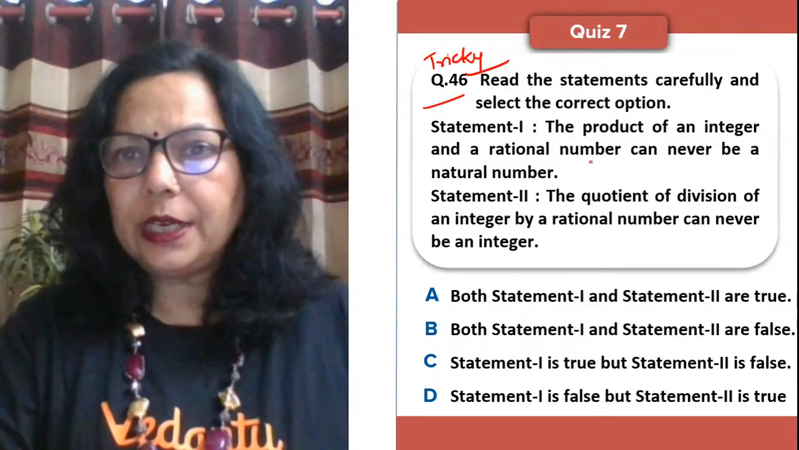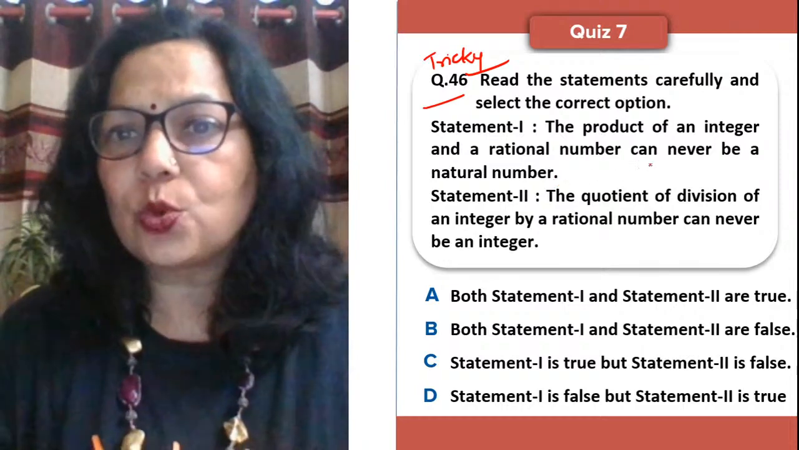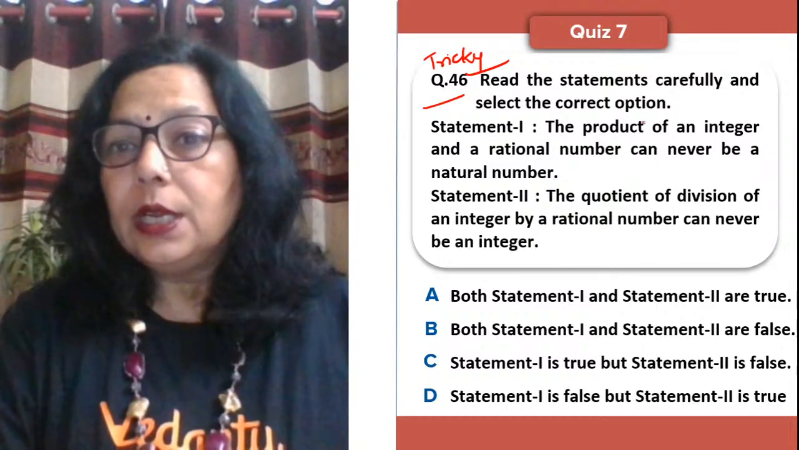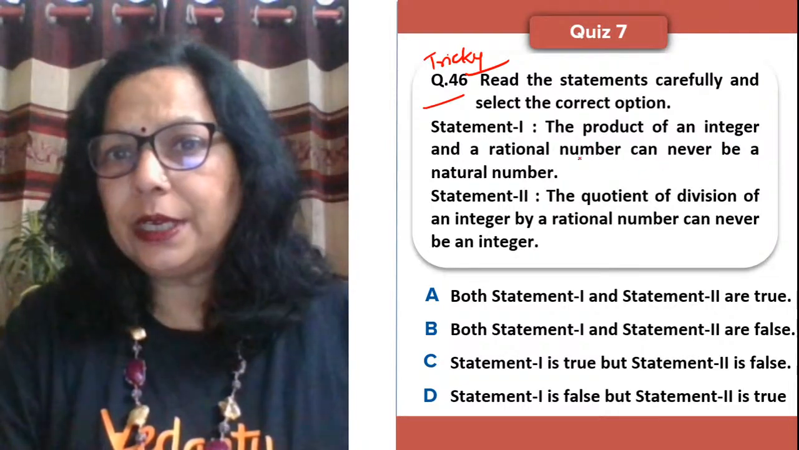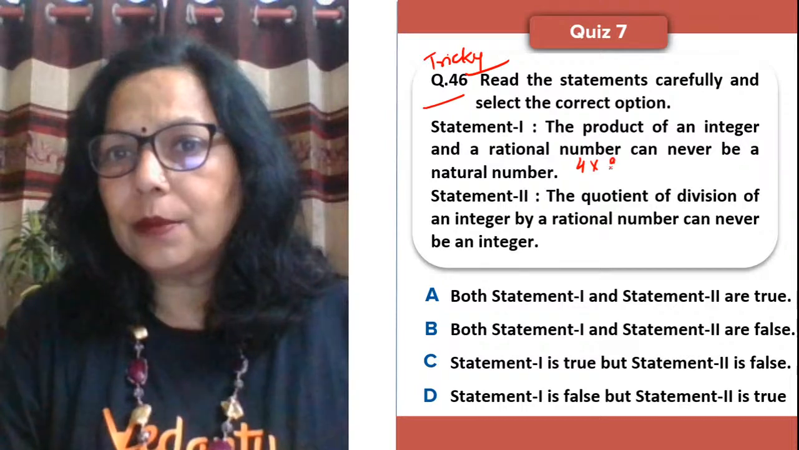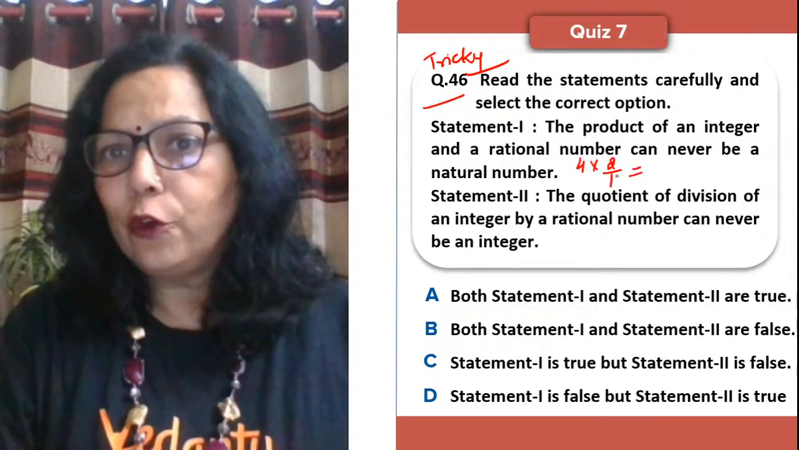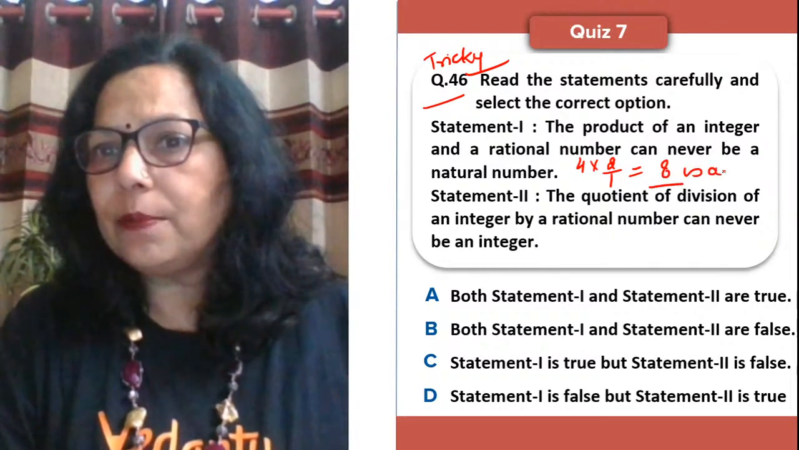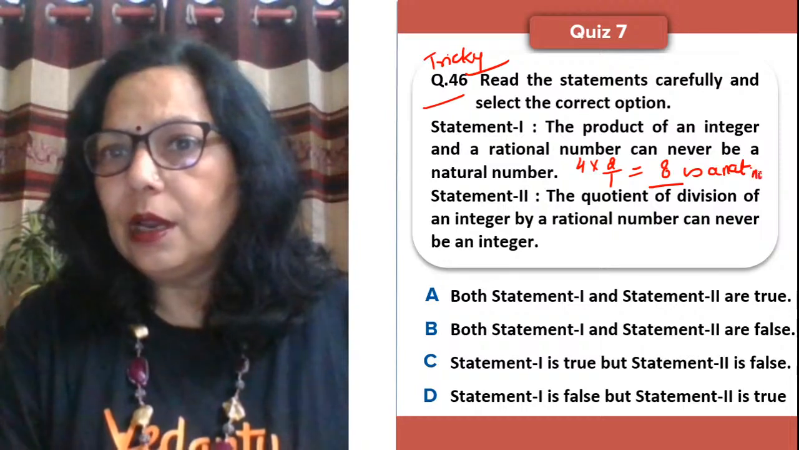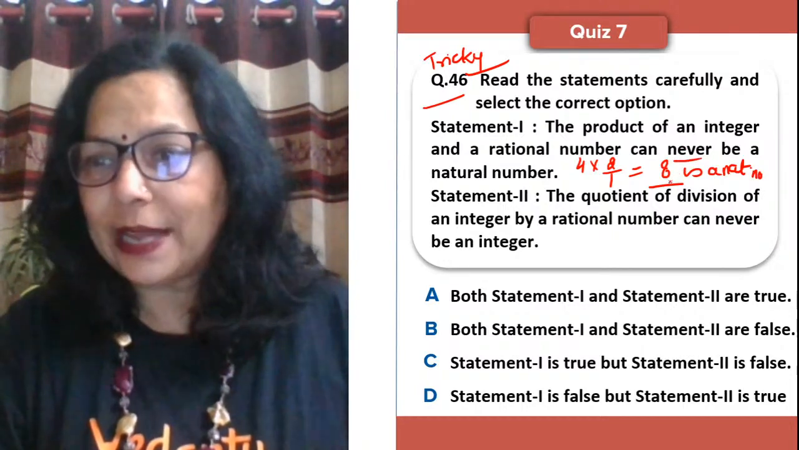The product of an integer and a rational number can never be a natural number. Say the integer is 4 and the rational number is 2 into 2 by 1. What answer do you get? 4 into 2 by 1, what will you get? 8. 8 is a natural number, isn't it? But they say it can never be a natural number. So this is false. Yes Manas, you are right.